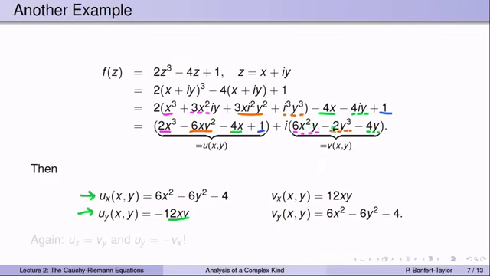The y derivative of v: 6x squared is a constant multiplied by y, so the derivative of that is 6x squared. The derivative of 2y cubed is 6y. The derivative of 4y is 4. So I find all these derivatives.